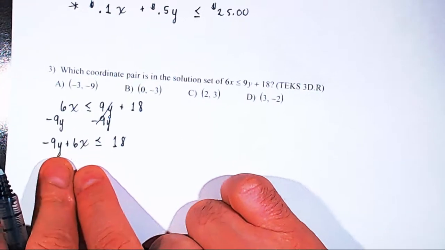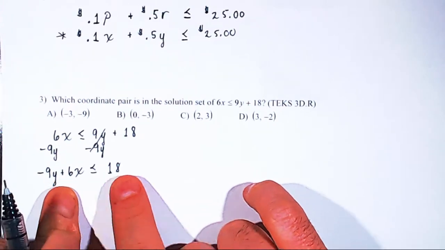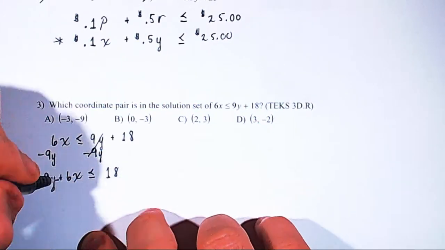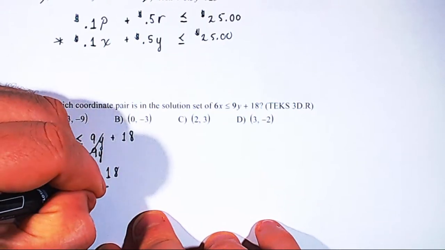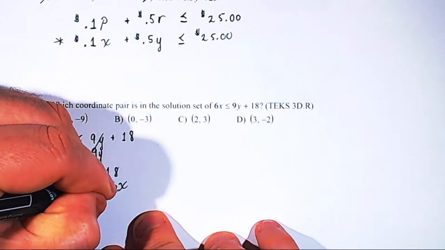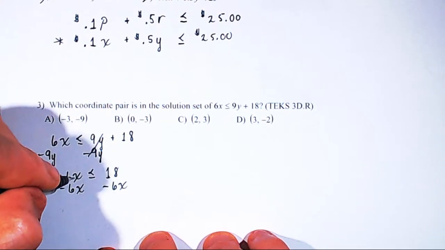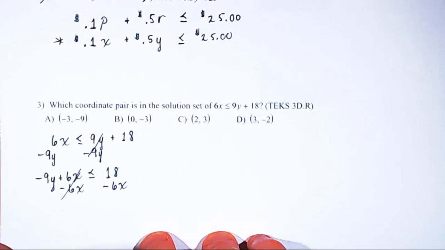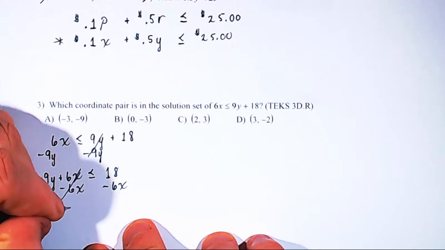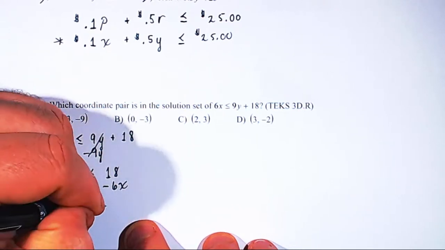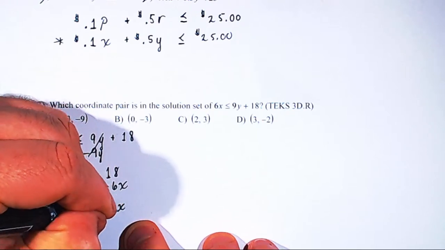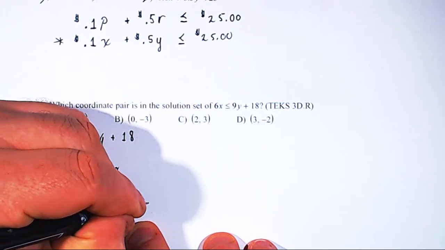So now we need to move the 6x to the right side of the inequality. So we'll subtract 6x from both sides. On the left side, that cancels out, and we're left with negative 9y less than or equal to negative 6x plus 18.